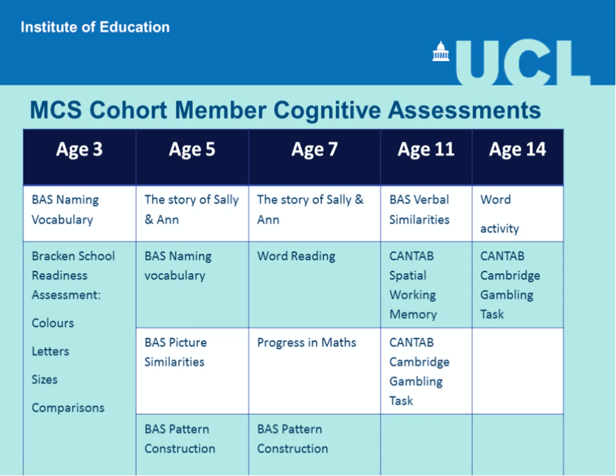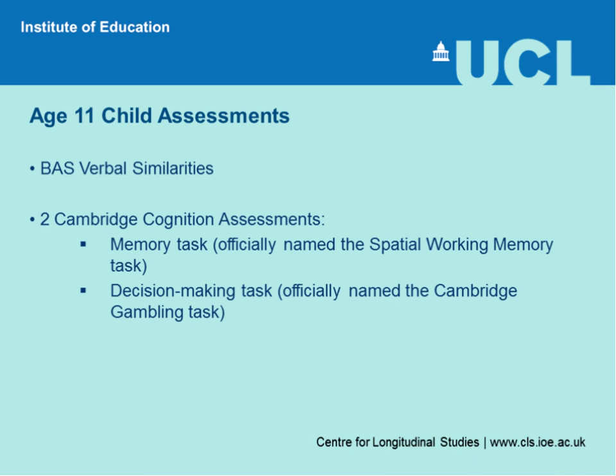And turning to the most recent surveys, at age 11, we conducted the British Ability Scales verbal similarities, and also two assessments from the Cambridge Cognition assessments, the Spatial Working Memory and the Cambridge Gambling Task. And at age 14, we're repeating one of those and have also added a word activity as well.